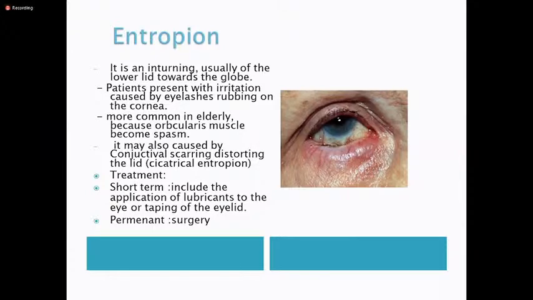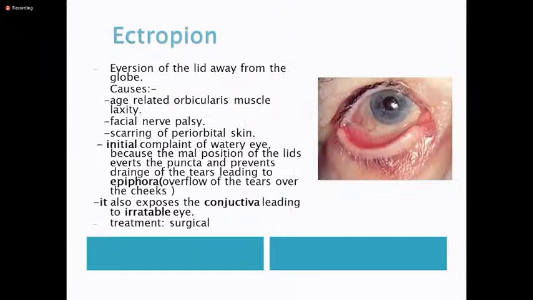Treatment, of course, you start with lubricating drops to help stop the lashes from touching or scratching the eyeball, but permanently we need surgery to change the position of the lid margin. Ectropion is the opposite of entropion. Ectropion is the outward eversion of the eyelid away from the globe.